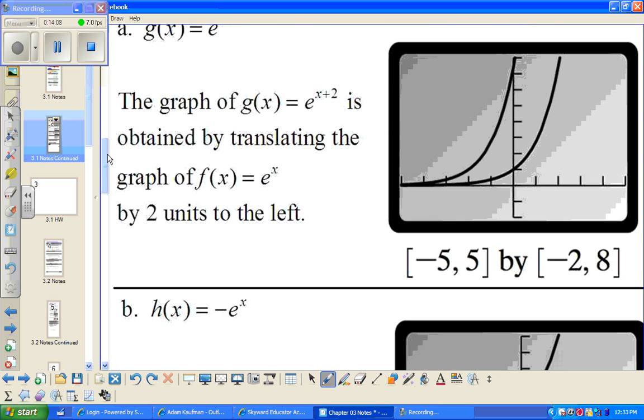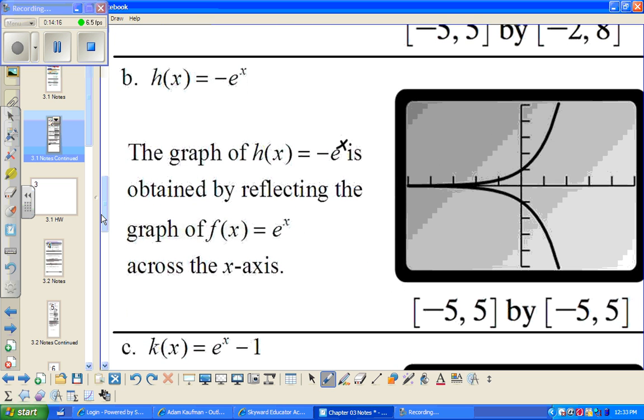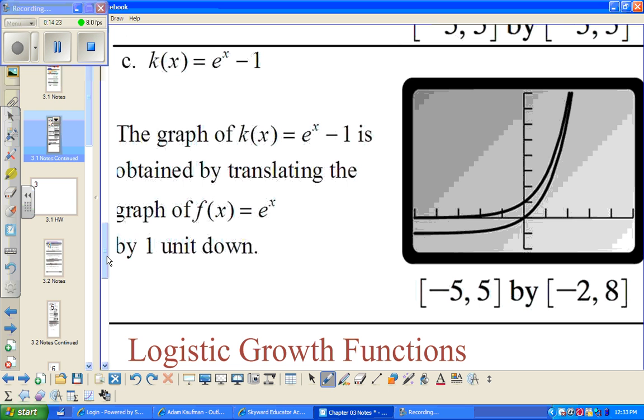Here are the answers that you should have gotten. e to the x plus 2 is going to be shifted 2 units to the left. Negative e to the x, well, you're negating the entire function, so you're going to reflect in the x-axis. And e to the x minus 1, you're subtracting 1 from the entire function, so that should be shifted down 1.